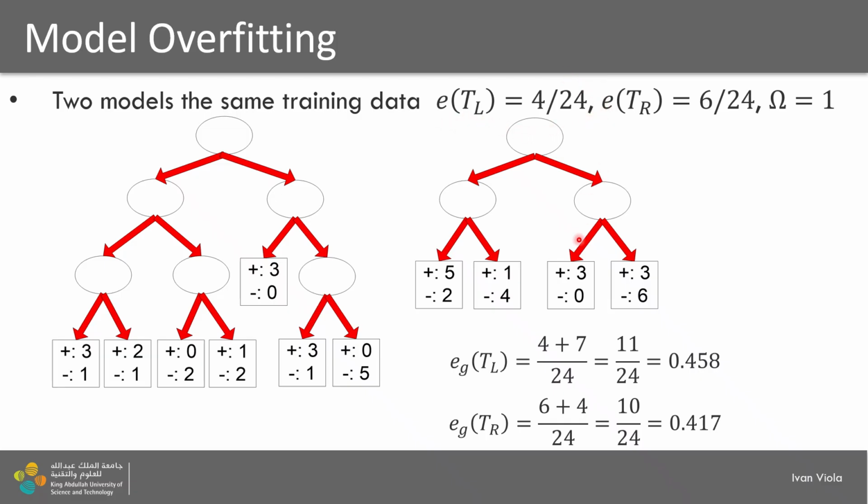And then we have another tree with an error rate of 6 divided by 24. There are 6 elements which are misclassified here. So that's the misclassification ratio, which we can also observe from this tree here. If we look here, we have 5 and 0, so there is no misclassification here in the training set.